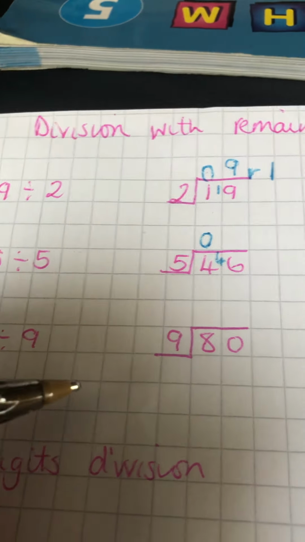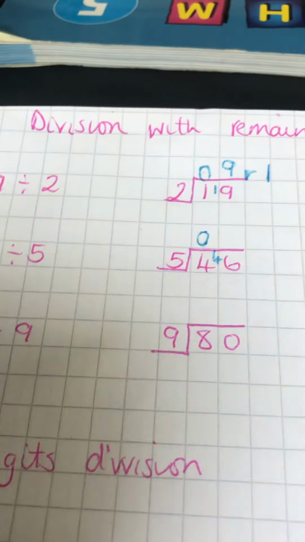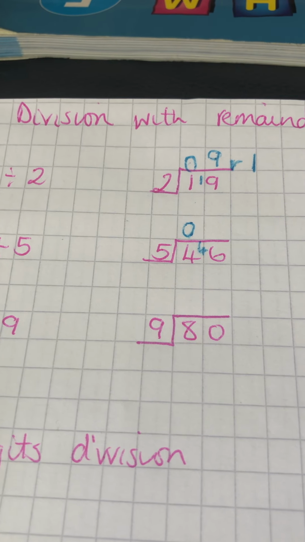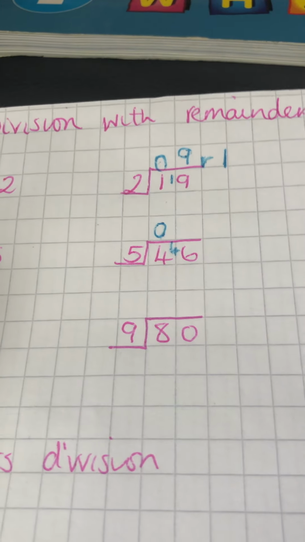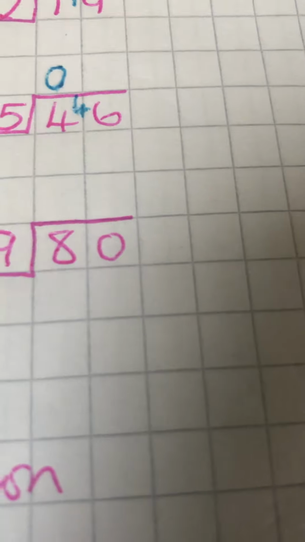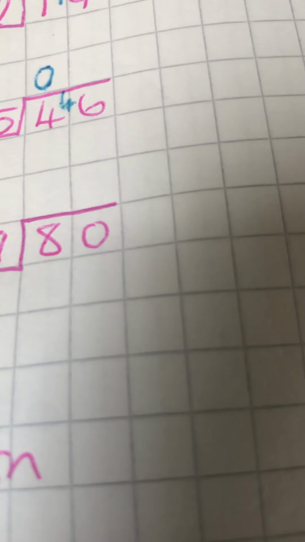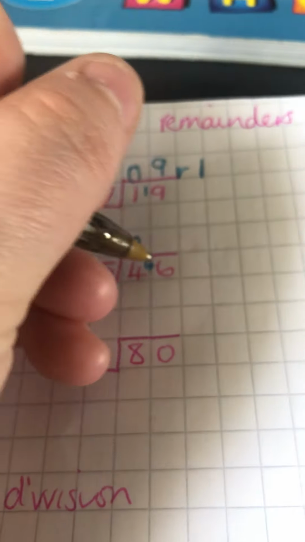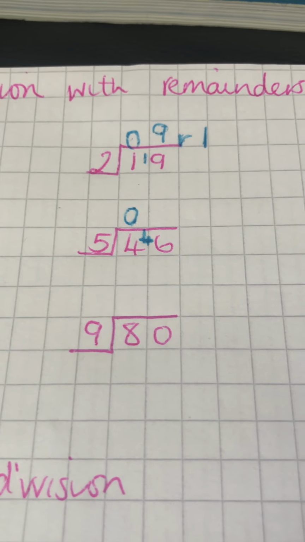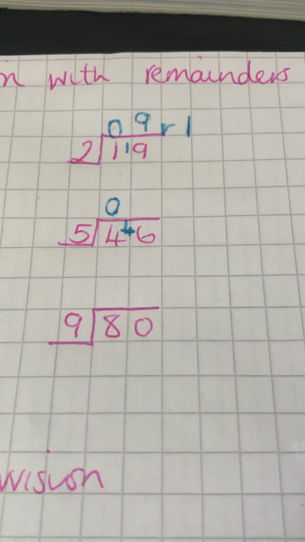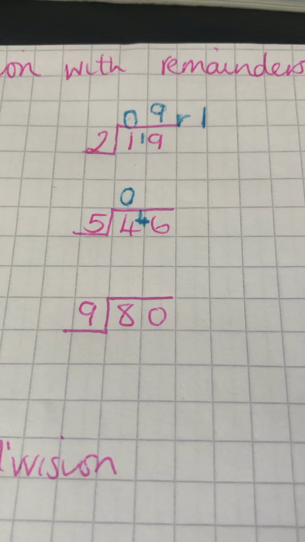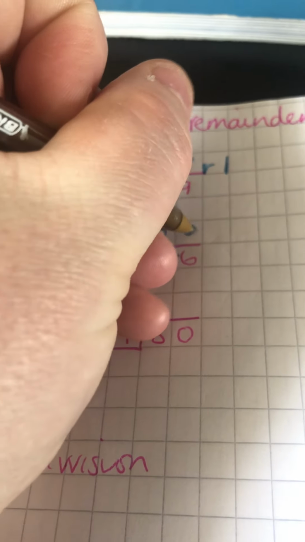5 times something is 46. Is 46 a station of the 5 times table? No, that's right. So what is the station below 46 in the 5 times table? The station below 46 in the 5 times table is 45. That's right. So 5 times what makes 45? 5 times 9 makes 45.